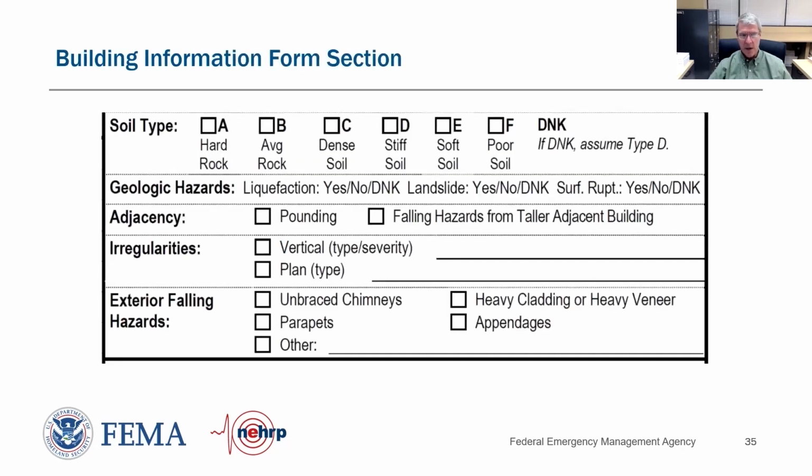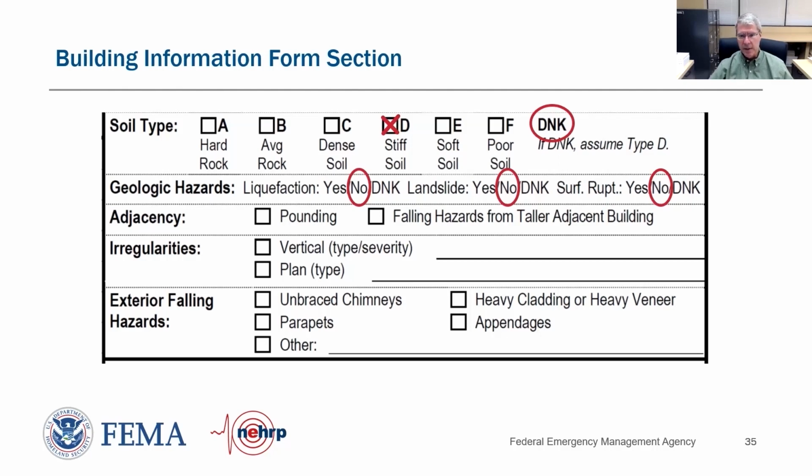And so here's our middle section of our form, showing our soil type, geological hazards, adjacency, falling hazards, and our irregularities. We record them there, and then exterior falling hazards. So our soil, we don't really know what it is. So it's D, and that is what we should assume if we don't know anything about the building. So D. And then the geological hazards, we would record those as no, because our pre-field planning identified none.